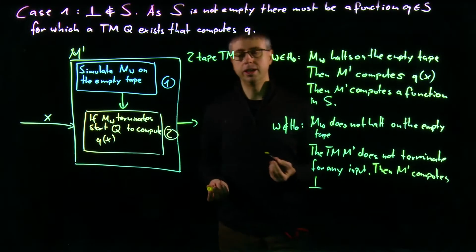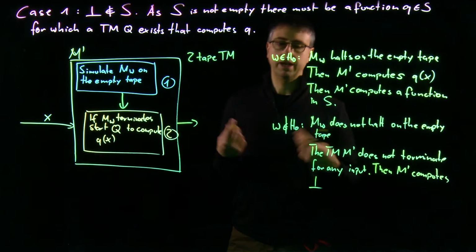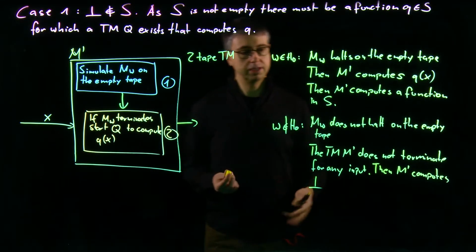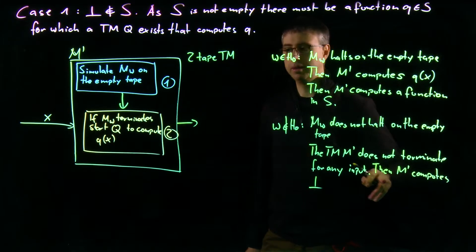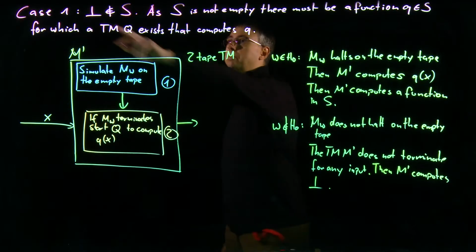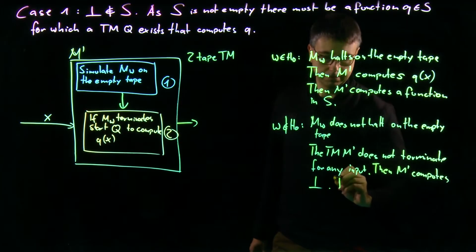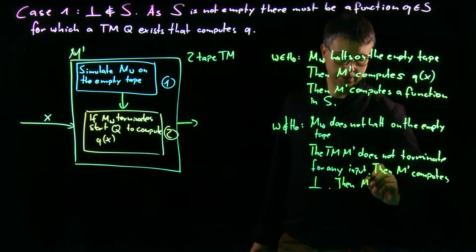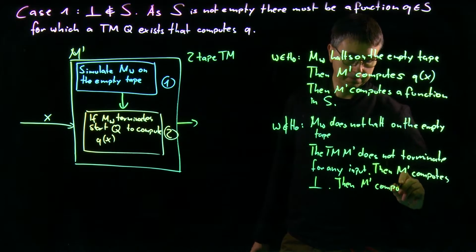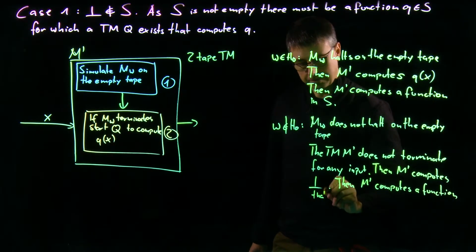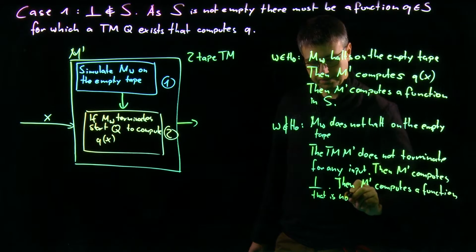Because bottom is the function that's always undefined. And the function that's always undefined is computed by a Turing machine that never holds. So in this case, we would have M prime compute the function bottom. If it computes the function bottom, and bottom is in our case not in S, then we know that M prime computes a function that is not in S.